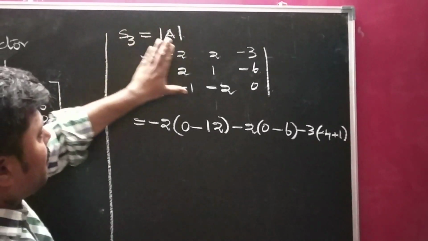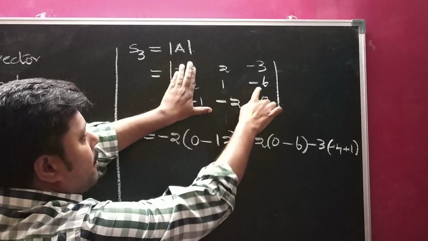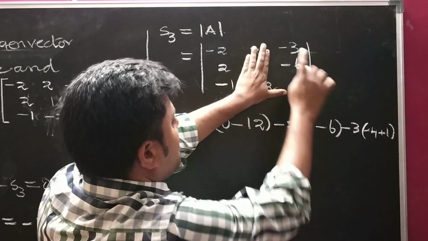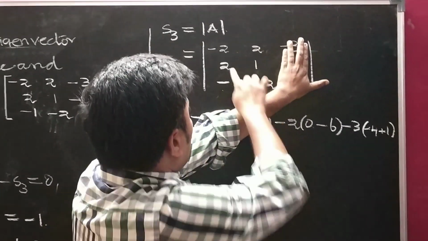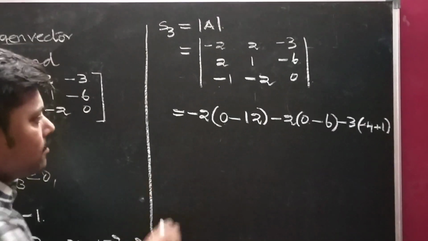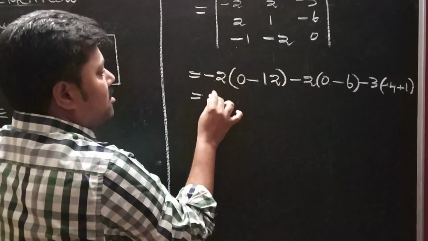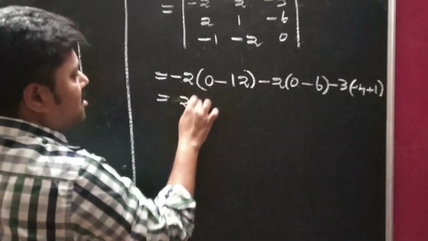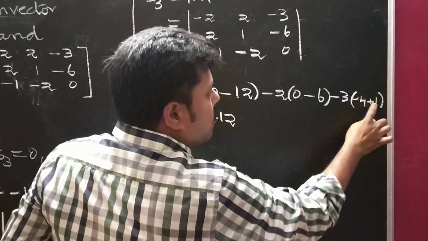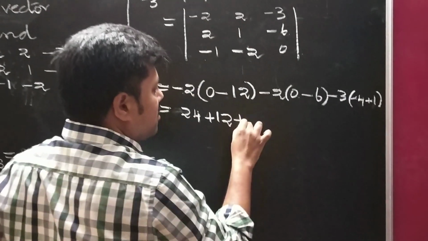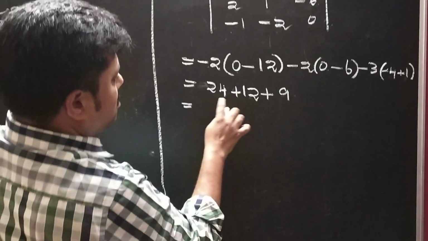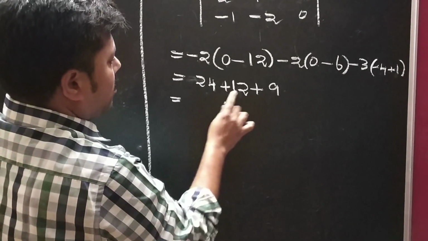Again, check one more time. Minus 2 into 1 into 0, 0 minus minus 6 into minus 2, which is 12. Minus 2, 2 into 0, 0 minus 6, right? Then minus 3, we get 2 into minus 2 minus 4 minus 1 into minus 1, so plus 1, right? So minus 12 into minus 2 is minus into minus, plus 24. Minus 2 into minus 6 is plus 12. And then minus 4 plus 1 is minus 3. Minus 3 into minus 3, so plus 9. How much? 9, 11, how much? 24, 26, 45.